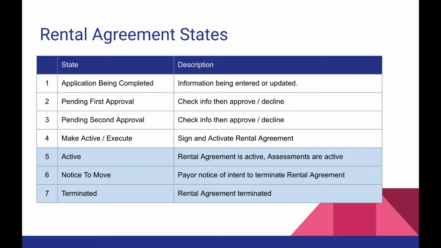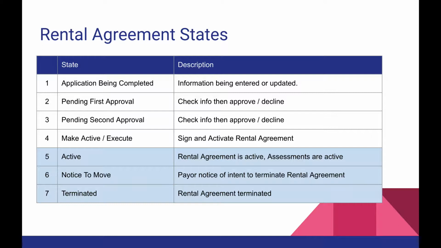This is a sort of backup or double check. If it doesn't make sense in your business, you don't have to use it. And as we'll see in this tutorial, there are only a couple of steps that Roller absolutely requires you go through. Okay, so if the second approver declines, they'll have to select a reason why it was declined, and then the rental agreement will be terminated.